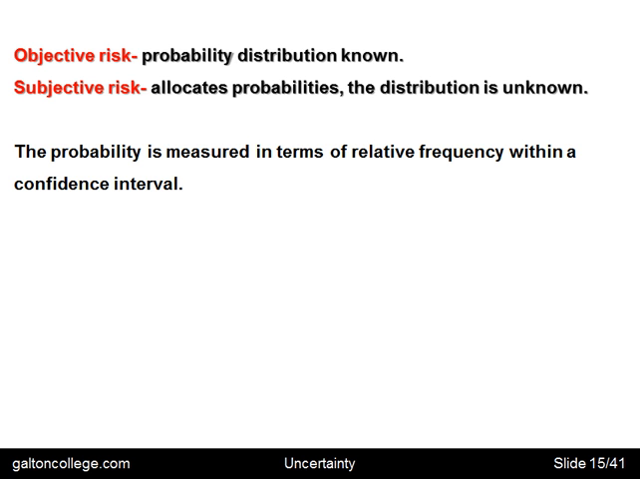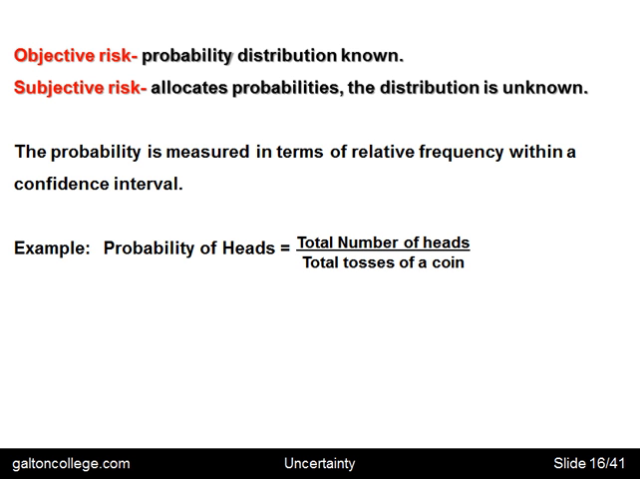The probability, objective probability, is measured in terms of what we call relative frequency within a confidence interval. For example, the probability of heads when we toss a coin. Well, it's the total number of heads that we observe if we toss the coin many times, divided by the total tosses of the coin. So if we observe that 49 heads appeared when we tossed the coin 100 times, we would then say that the probability of getting a head is 49%.